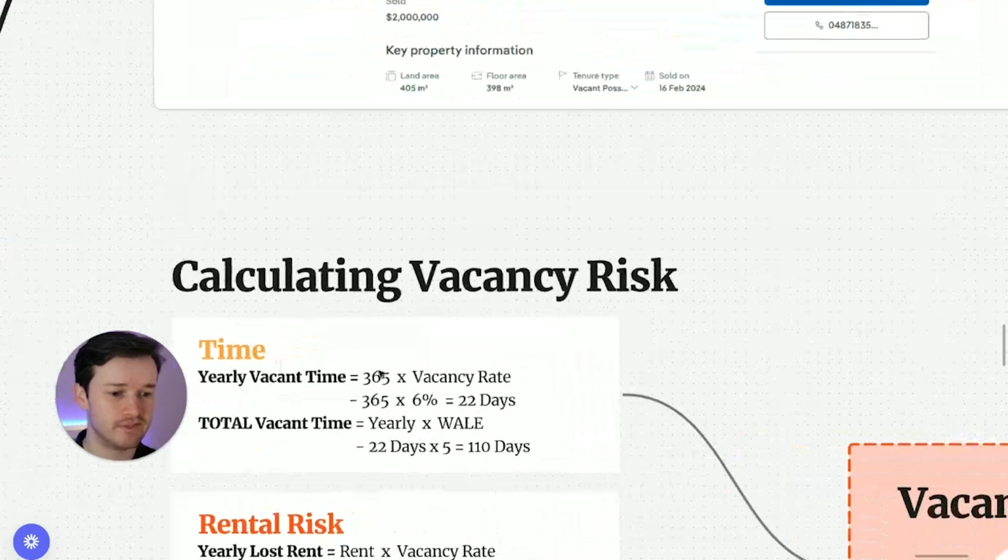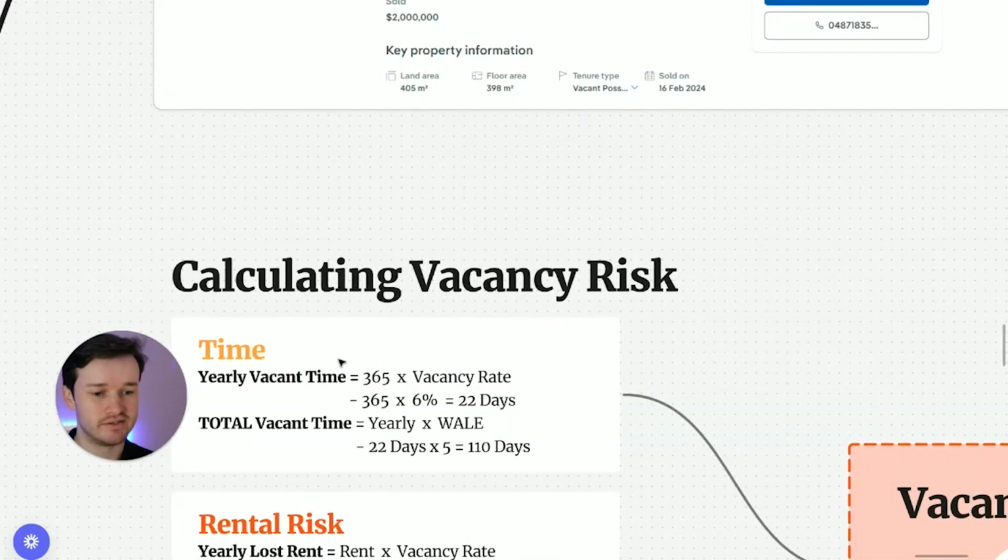So there's a time vacancy risk. And to actually calculate this vacancy risk, you've got to figure out there's 365 days in the year. We're going to times that by the vacancy rate. So 365 times a 6% vacancy rate means each year a property on average is going to be vacant in that area for 22 days.